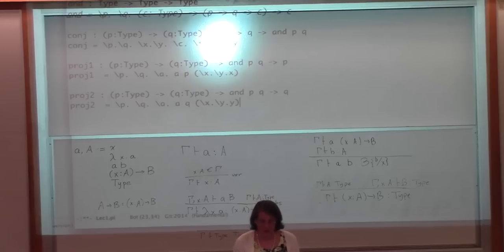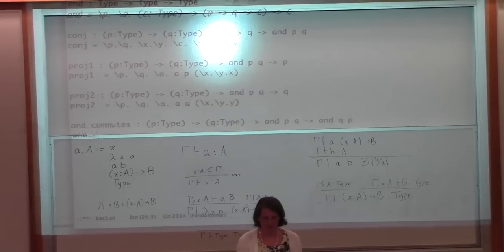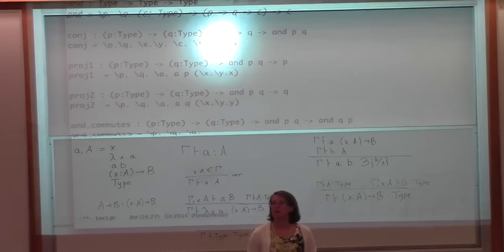Should we do this? And commutes. How can we do this? We want to take AND PQ and produce AND QP. How can we do that? Lambda P, lambda Q, here's our AND. What do we do with this AND to swap its components around?